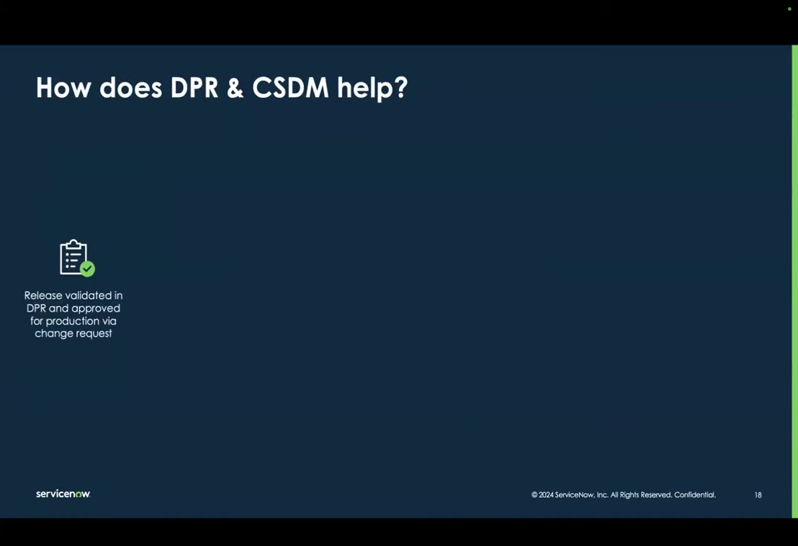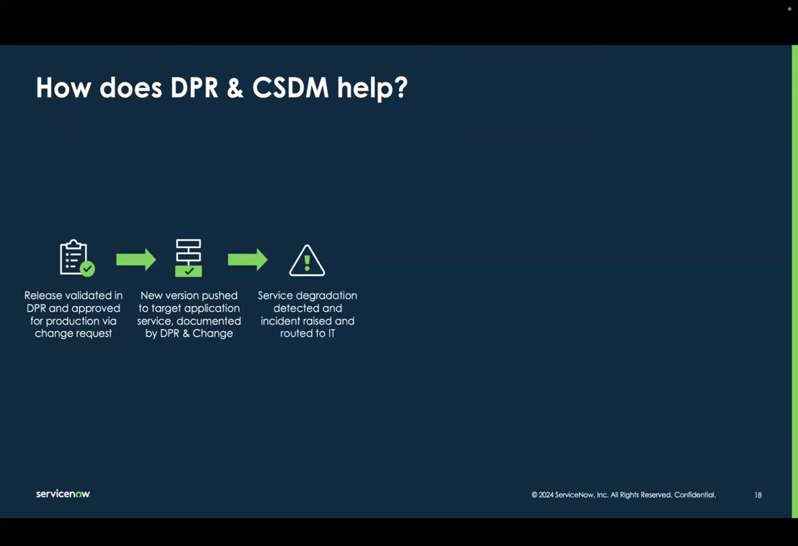So how does connecting all of this help? So let's say that we're using DPR to validate our release. So we have an approved release, we have an approved version that is ready to go into a change. So we publish that new version, it's documented, and we've connected everything to say, this is what has gone into this new version. Now let's say after the change is raised, there is a service degradation that has occurred. We've detected it, an incident's raised, it's routed to IT.